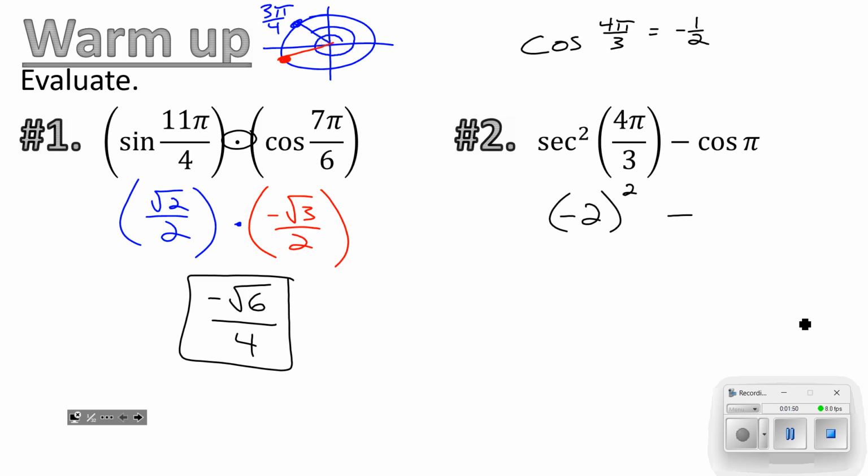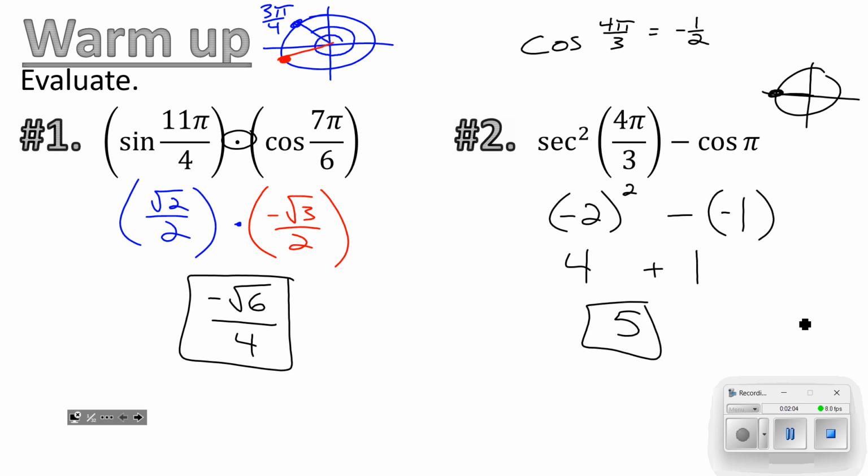Minus cosine of pi. Pi is just straight to the left on our unit circle. That y value is, or sorry, the x value there is negative 1. So it's going to be 4 plus 1, which is 5. There you go. So these are leveling up our evaluating problems a little bit, but it's really just evaluating a couple features and then multiplying or subtracting or adding or whatever you do.